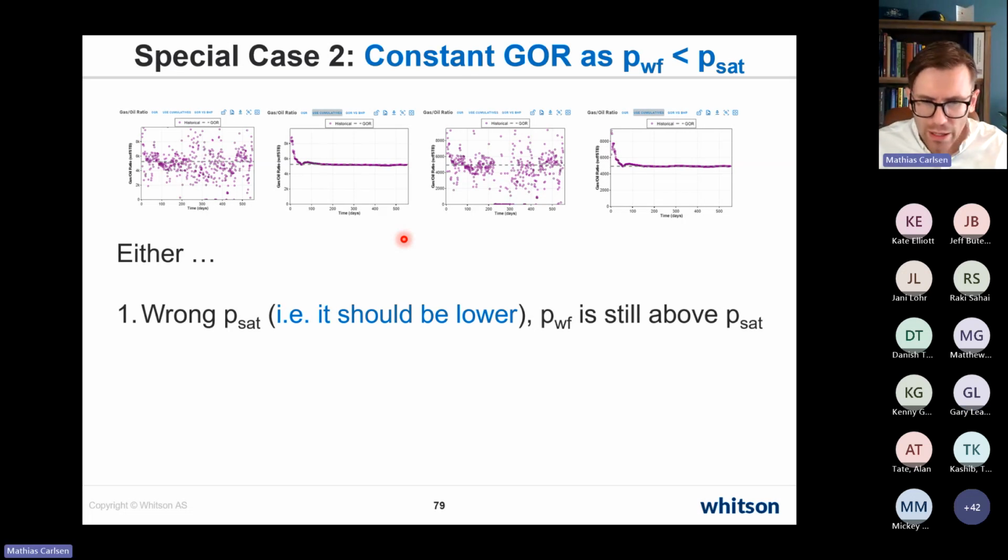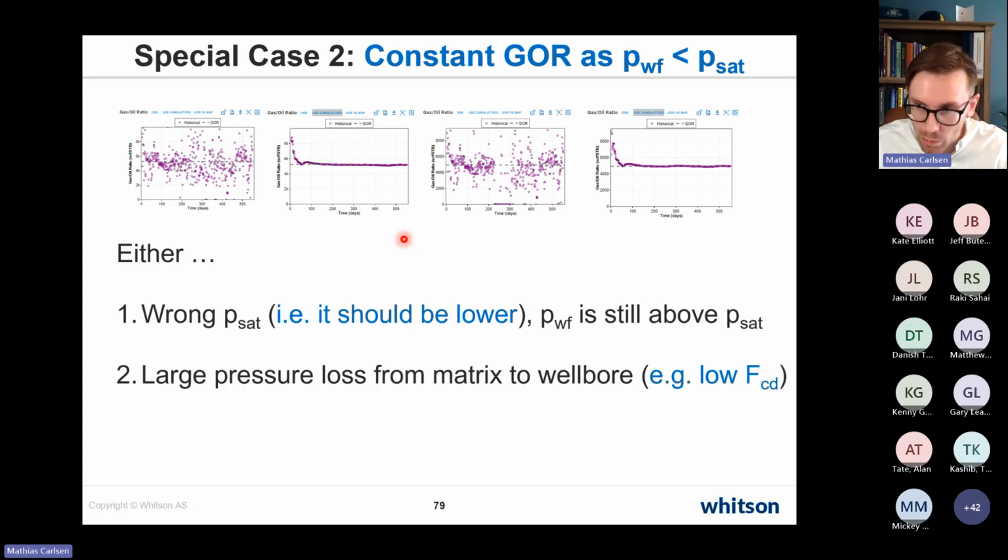The second one, which is a really easy thing to put into your model, is to have a huge pressure drop between the matrix and the wellbore. And that can be achieved by, for instance, introducing a low fracture conductivity.